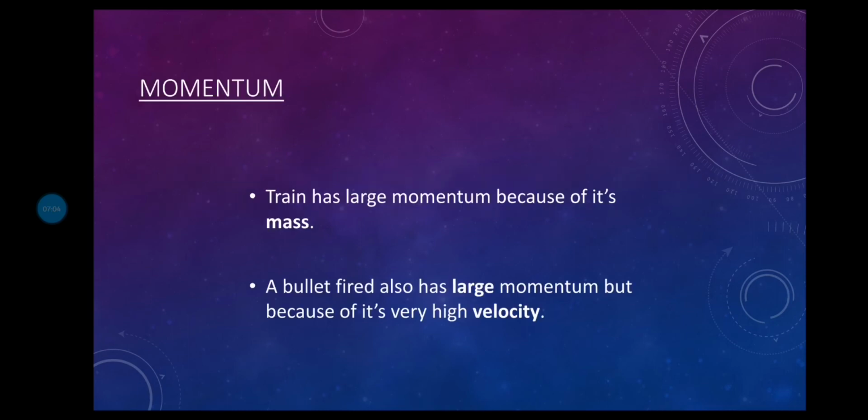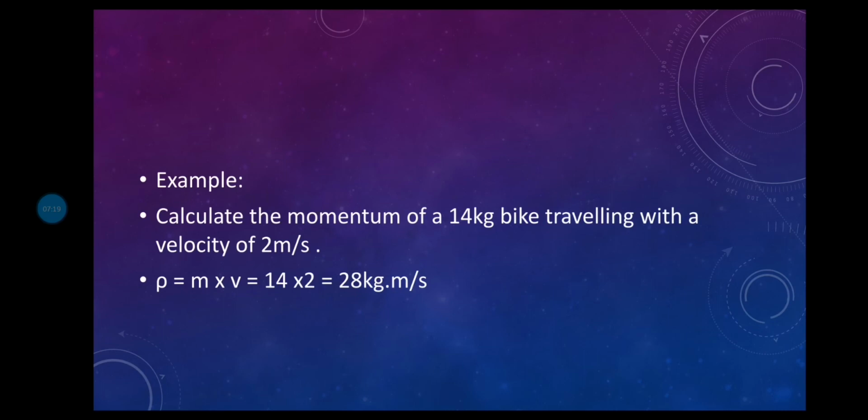The train has a large momentum because of its mass. The bullet fired also has a large momentum, though its mass is really small, but it has a very high velocity. This is why it will have a very huge momentum.